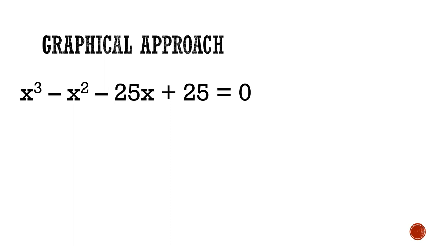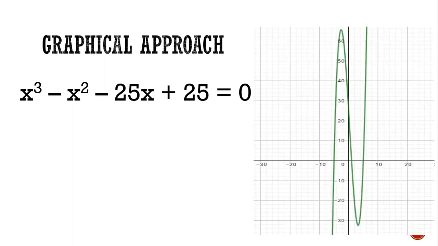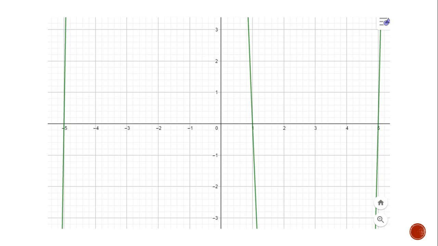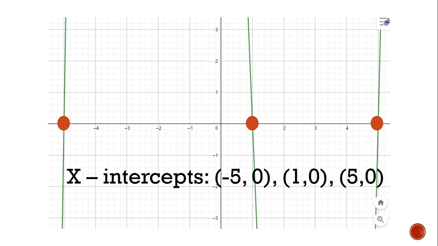Let's proceed to the next example, having the graph of the polynomial equation x cubed minus x squared minus 25x plus 25 is equal to 0. We can see that the graph intersects the x-axis 3 times. It implies that this equation must have 3 solutions or 3 roots. By zooming in, we can identify the x-intercepts as (negative 5, 0), (1, 0), (5, 0).